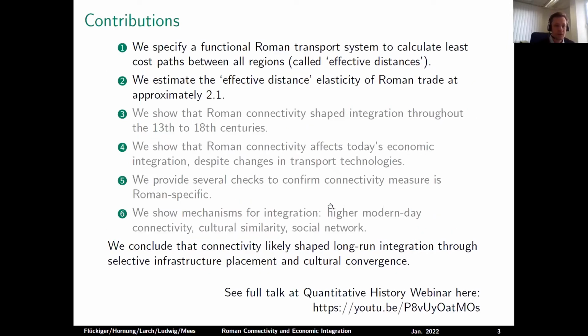So this is the full overview of what we're doing in the paper, and I'm just going to briefly walk you through this before focusing on the first two parts of it, because this is all we can do today, and I think this is also what you're mostly interested in.